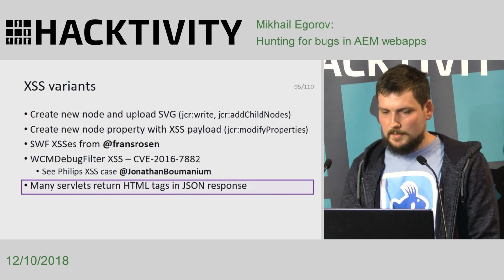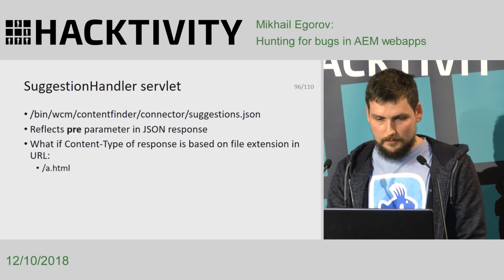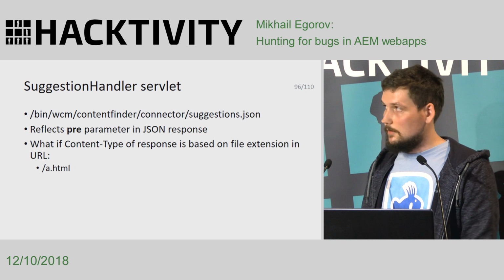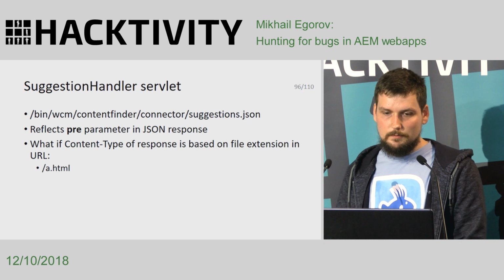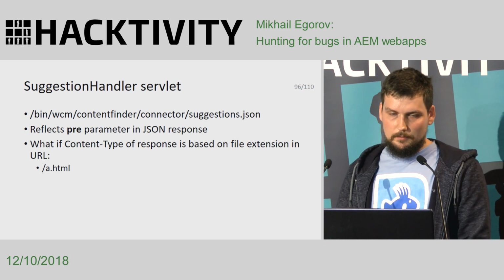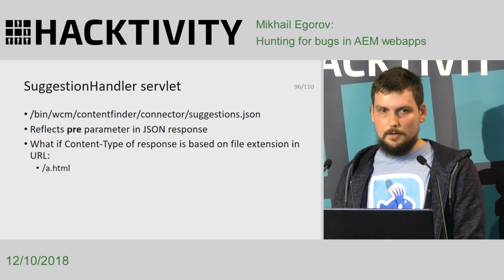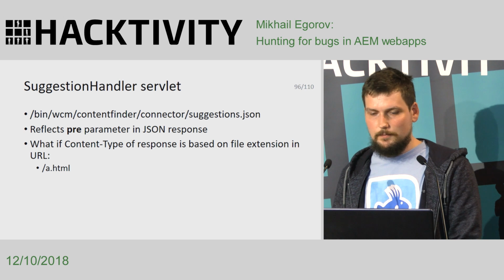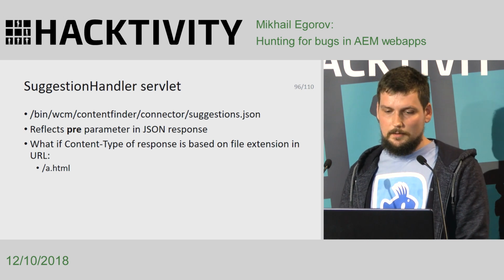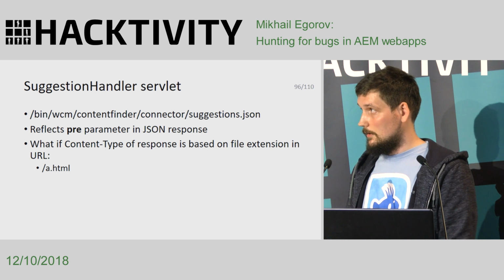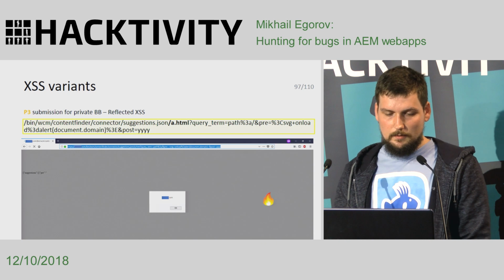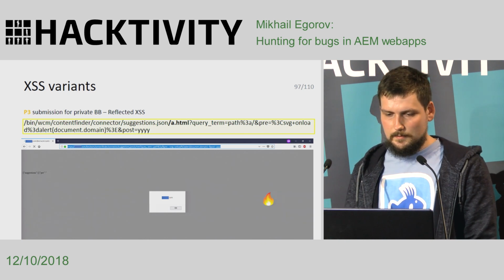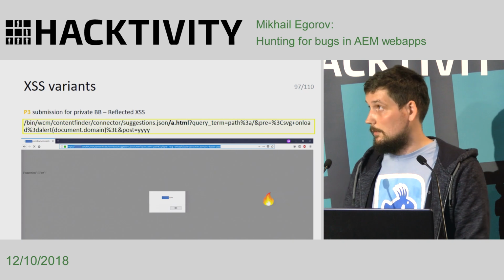But we will look more precisely at the last XSS variant. I found the SuggestionHandler servlet. It reflects the pre-input parameter in the JSON response without escaping. It's not a vulnerability on its own. However, often AEM is configured in such a way that the content type of the response is determined by the file extension in the URL. So by adding /a.html to the URL, we can get reflected XSS. So it was a reflected XSS submission for a private bug bounty program.